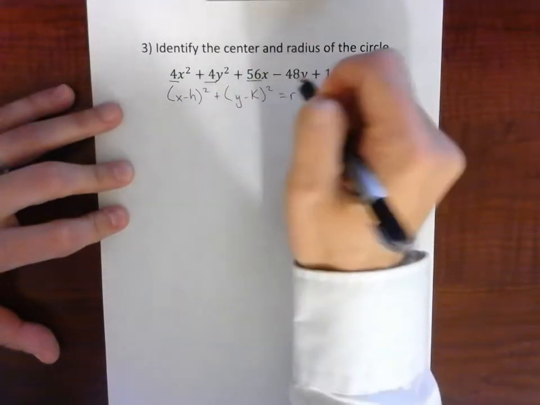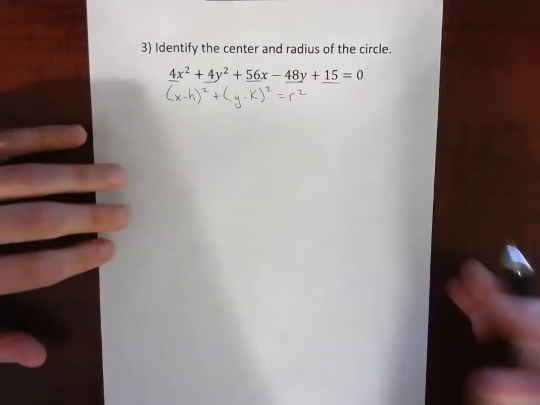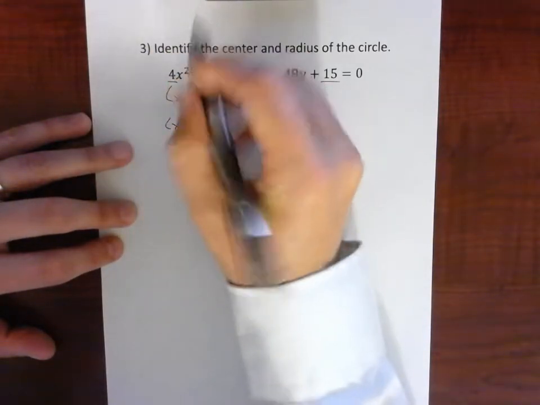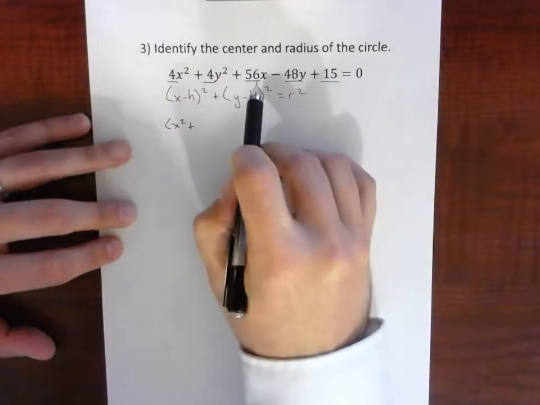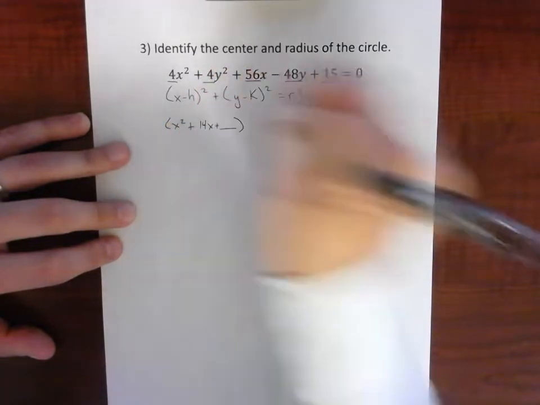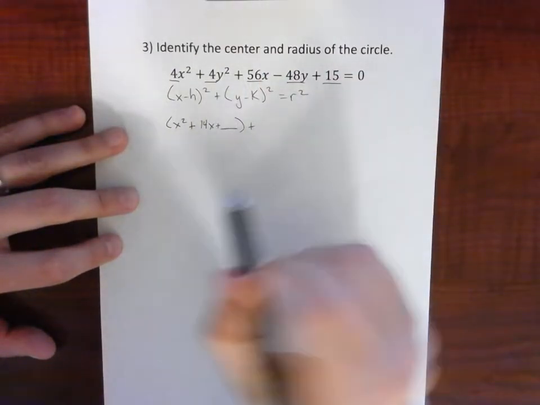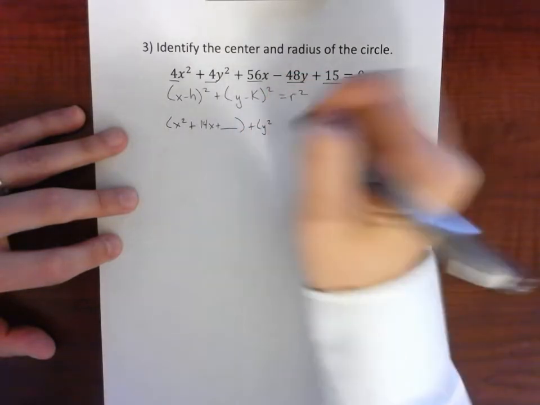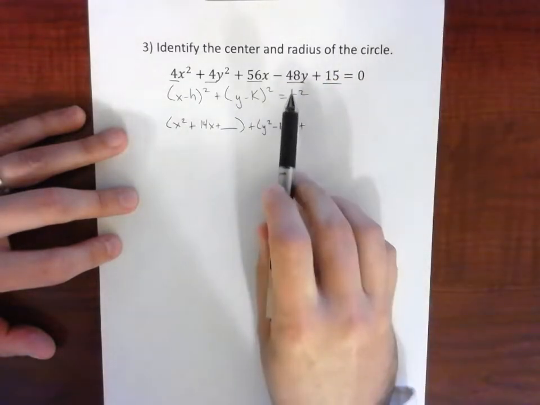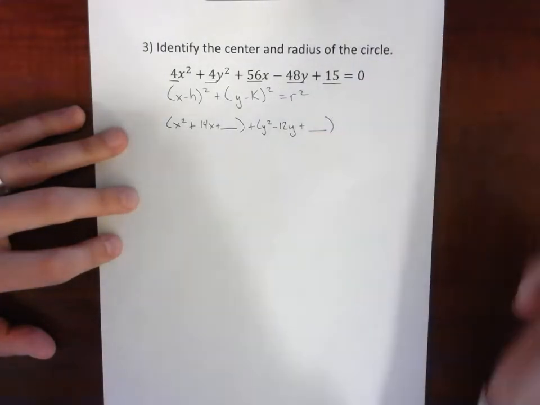I'm going to divide all of these by 4 and go ahead and group my x's and group my y's like we did in the last problem. So 4x squared would become just x squared, plus, now if I divide 56x by 4, that would become 14x. Leave myself a little space to complete the square. 4y squared divided by 4 would just be y squared. Now minus 48y. So 48 divided by 4 will give me my 12. And leave myself some space to complete the square.